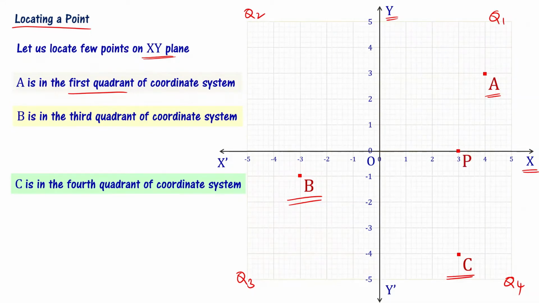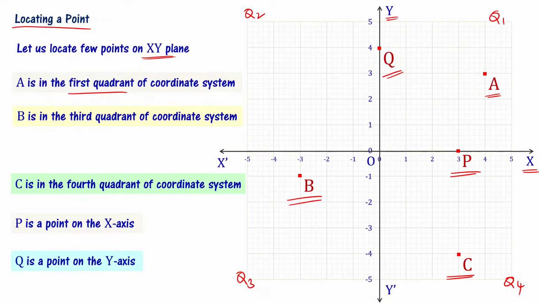If you observe point P, this P is on the x-axis. Please note this. P is a point on the x-axis. Similarly, Q, if you look at, it is a point on y-axis, right? Let us understand a little more about these points now.